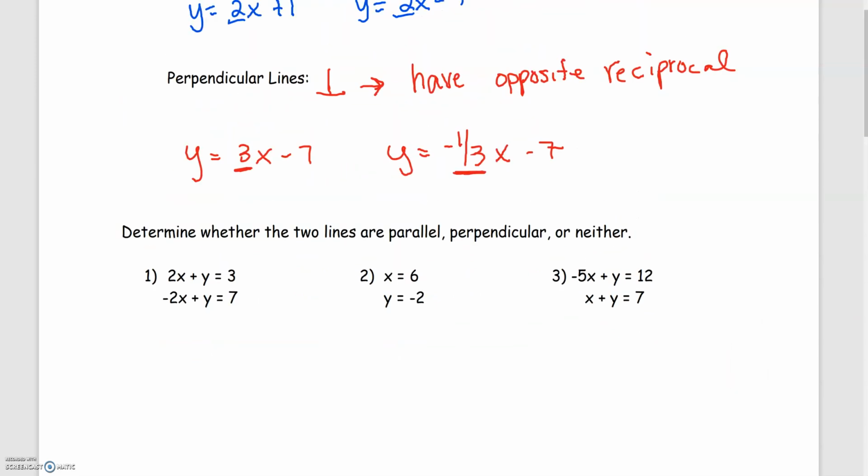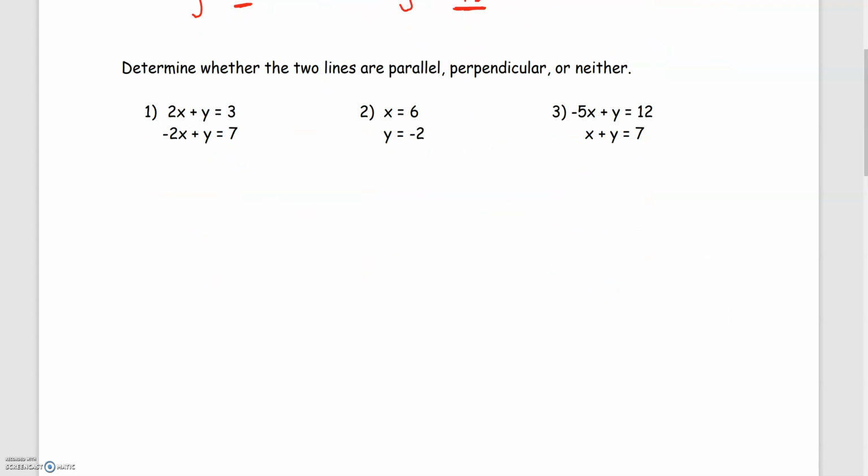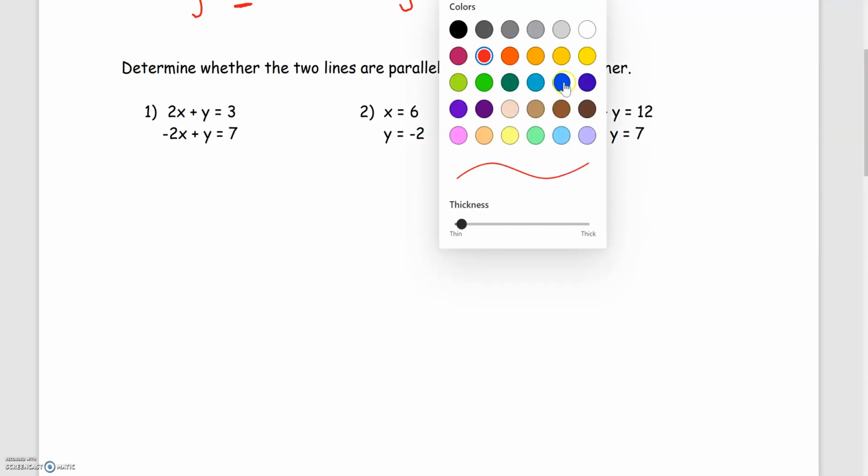If determining whether they're parallel or perpendicular from 2 points, it would be what we did in our previous lesson, finding the slopes of both and then comparing them. And down here, we have it in equation form. So we need to get them into slope-intercept form in order to determine if they are parallel. We've got to see their slopes.